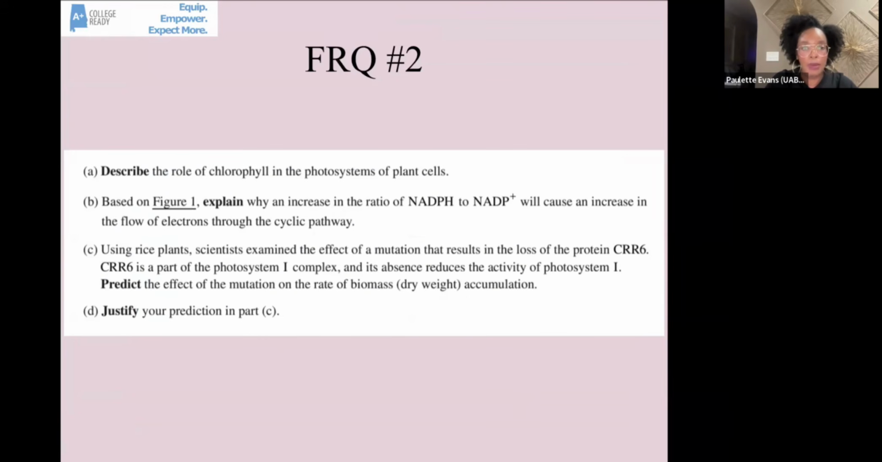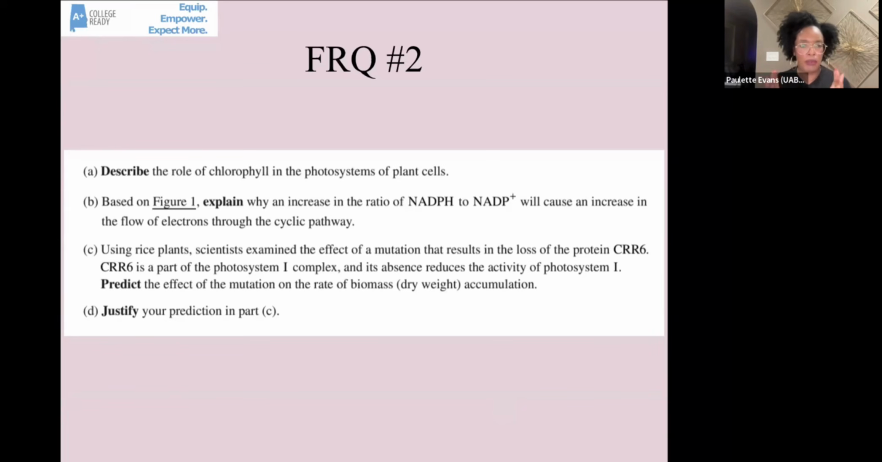C, using rice plants, scientists examine the effect of a mutation that results in the loss of the protein CRR6. CRR6 is a part of the photosystem 1 complex, and its absence reduces the activity of photosystem 1. Predict the effect of the mutation on the rate of biomass or dry weight accumulation in the plant. And D, justify your prediction in part C. So try to be efficient here.